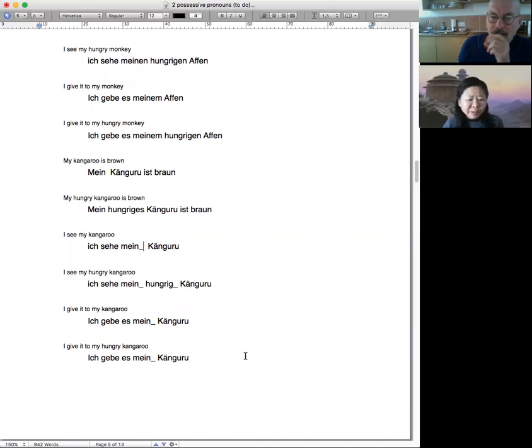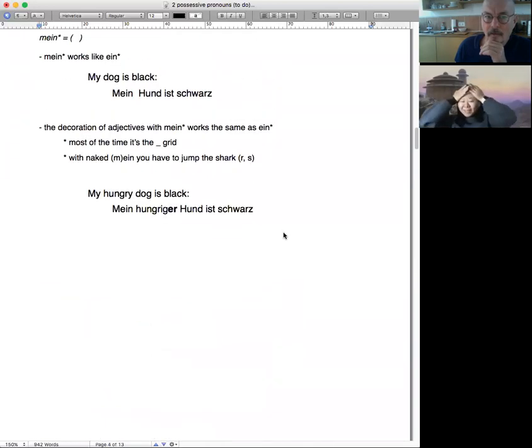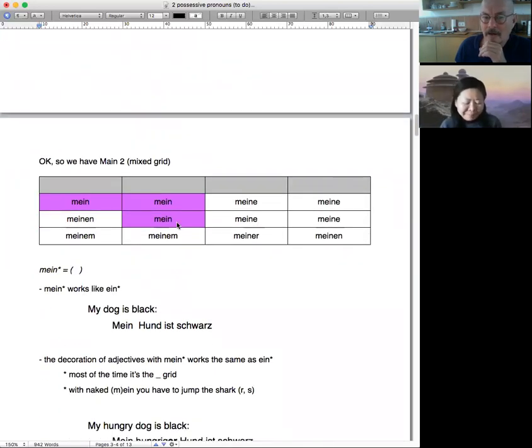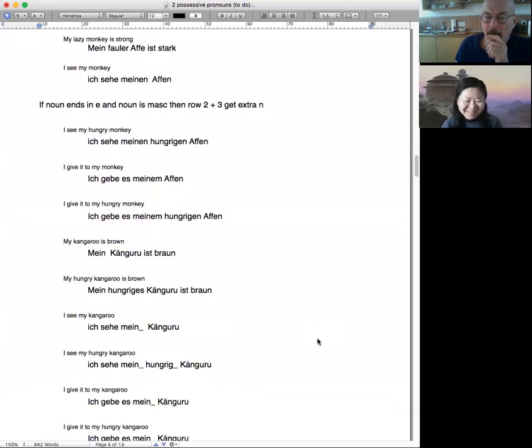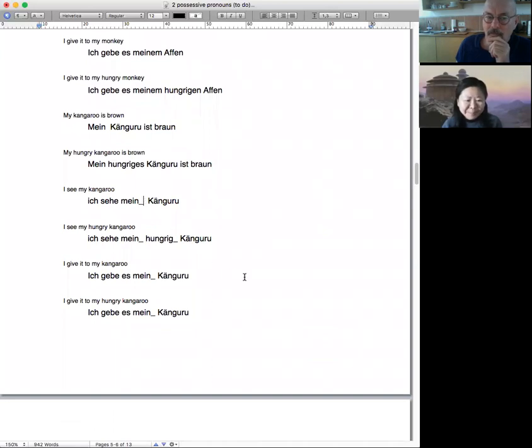Minus kangaroo. There is no such thing as minus. Okay, row two. Is it minus there? No. So it's not minus. What is it? Mine. I see my hungry kangaroo. Is there my hungry kangaroo? Yeah, so the S that you want to put on the mine is not allowed. It goes on the adjective instead.